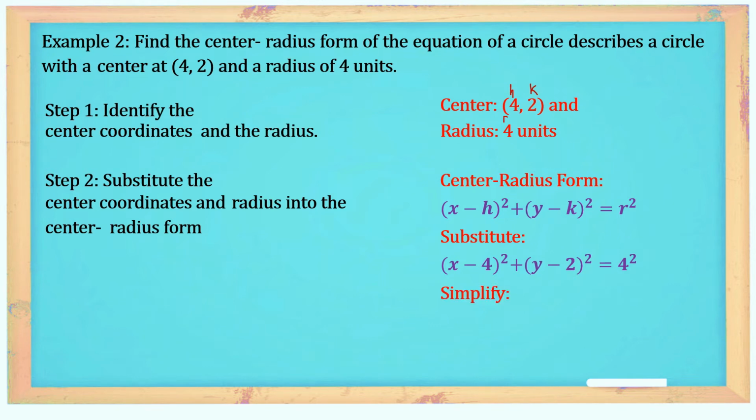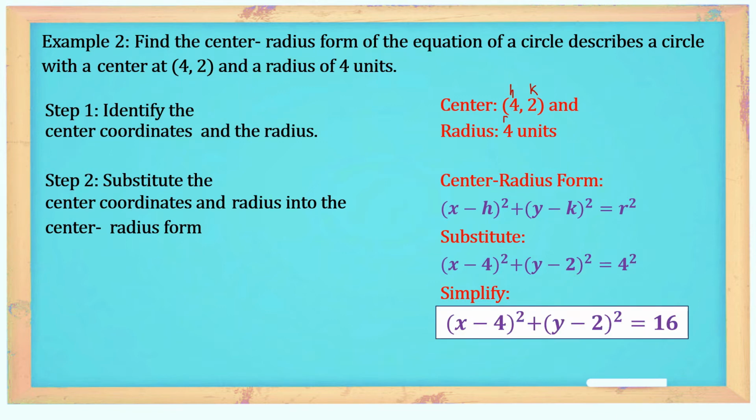The equation of the circle given the center coordinates 4, 2 and a radius of 4 units is quantity of x minus 4 squared plus quantity of y minus 2 squared equals 16. Okay, so i-expand mo lang itong ating 4 squared and that will become 16. So this is now the equation of the circle given the center coordinates 4, 2 and a radius of 4 units. So ito na ang magiging equation ng ating circle.